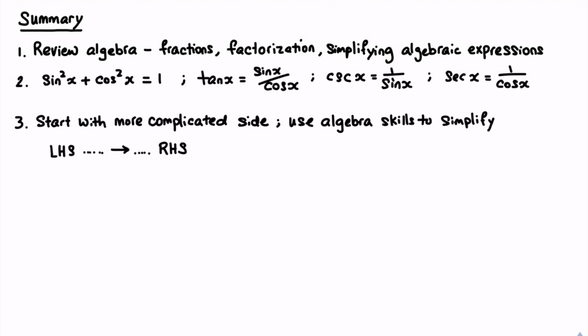Now, sometimes it's not possible to do this, in which case what you can do is to start from the more complicated side, let's say it's the left-hand side, and simplify as much as you can. And if you can't go any further, stop there and then start from the right-hand side and try to get from the right-hand side to the same expression. So this is like coming from both ends.